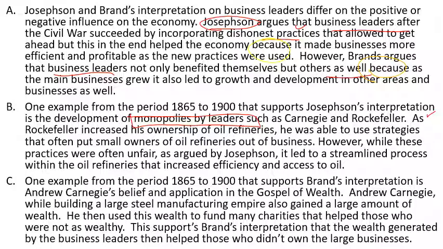One example from the time period 1865 to 1900 that supports Brand's interpretation is Andrew Carnegie's belief and application in the gospel of wealth. So here's our example. Andrew Carnegie, while building a large steel manufacturing empire, also gained a large amount of wealth. He then used this wealth to fund many charities that helped those who were not as wealthy. This supports Brand's interpretations that the wealth generated by the business leaders then helped those who didn't own the large businesses.